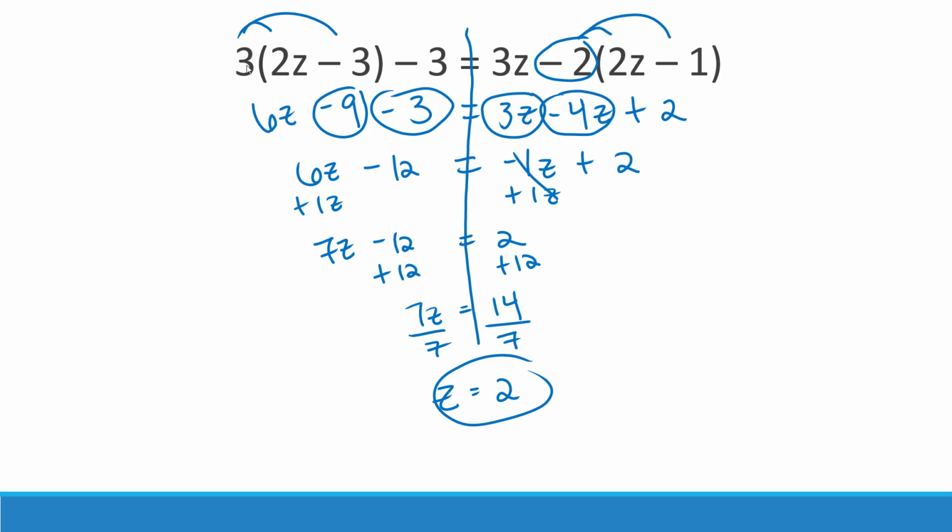Again, keep in mind, you can check your answer. You can plug 2 back in every time you see a z, and as long as the left-hand side is equal to the right-hand side, you know you've done this correctly.